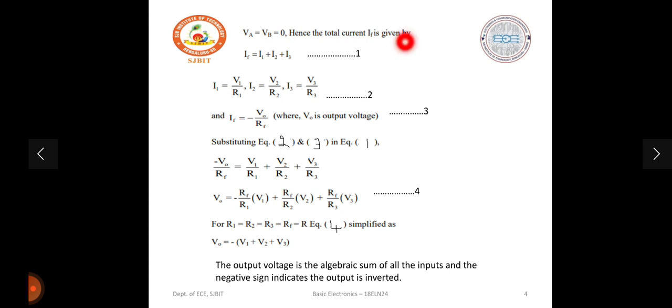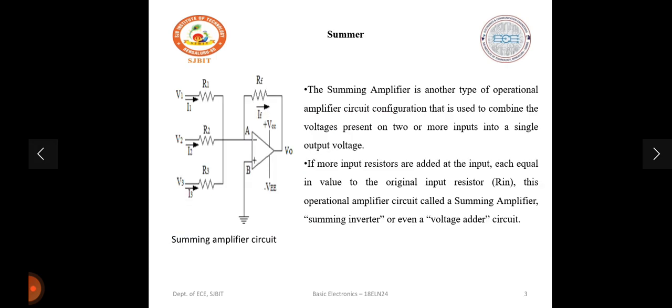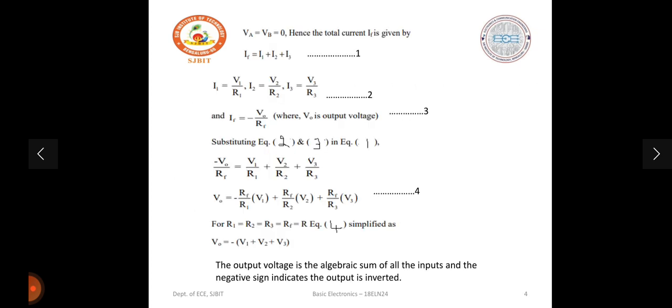From the virtual ground concept, we know VA is equal to VB. What are VA and VB? They are the nodes represented here in the circuit, A and B, so the voltages across these nodes are called VA and VB respectively. From the virtual ground concept, we already know VA is equal to VB, so that is substituted here, and it is equal to 0.